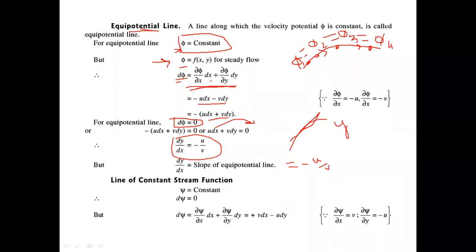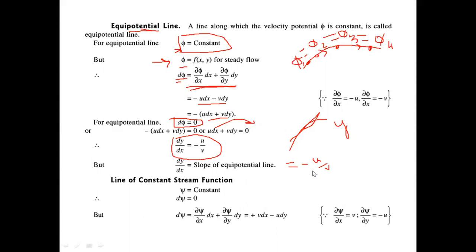So if I simplify this whole thing, I will get the change in phi by this expression. But you know, the change in phi is also 0 for an equipotential line, so d phi will be 0, and this is also the change in the potential function. So if I equate both of these, I will get this expression. From here I can find the slope of the equipotential line. All this exercise I have done to find the slope of the equipotential line. So I can say the slope of the equipotential line will be equal to minus u by v.